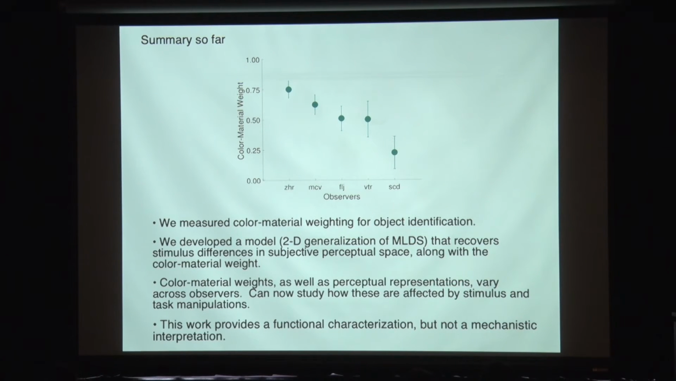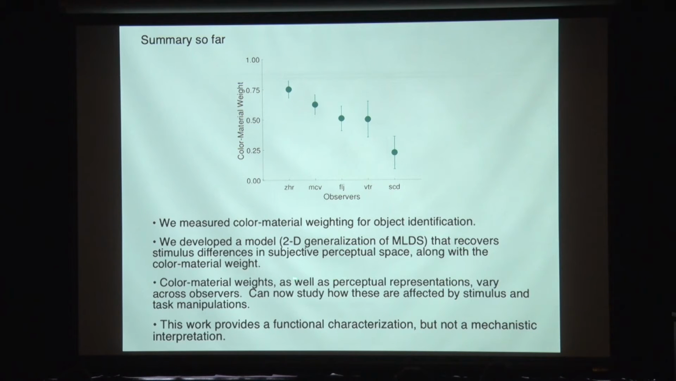And we heard yesterday a number of the ways in which in the consumer literature these kinds of attributes guide people's choices. And so now we have got an experimental method that connects that core task to the underlying perceptual representations and trade-offs. That's based on a model, which is a 2D generalization of maximum likelihood difference scaling, and that recovers the stimulus differences in the subjective perceptual space, along with the color material weight.